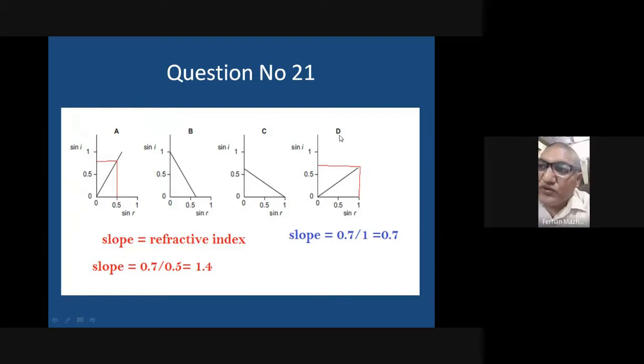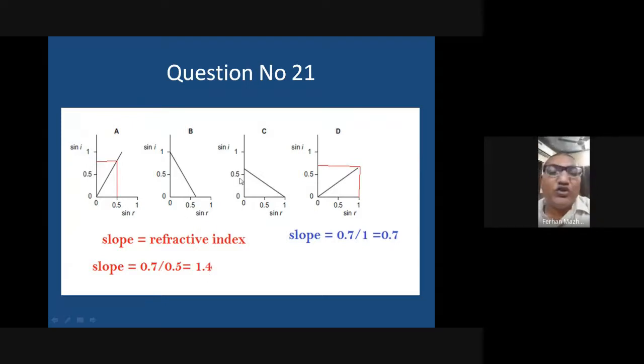Now the D, suppose I take this point on the D, which is 0 comma 0, and this point is 1 comma approximately 0.7 or 0.6. So the rise from this point to this point is 0.6, and this is the run, which is 1. And the slope is rise divided by run. So rise is 0.7, run is 1. So 0.7 divided by 1 will give you 0.7. So the refractive index of this material is 0.7. So that cannot be our glass. The refractive index of this material is 1.4. That can be our glass.